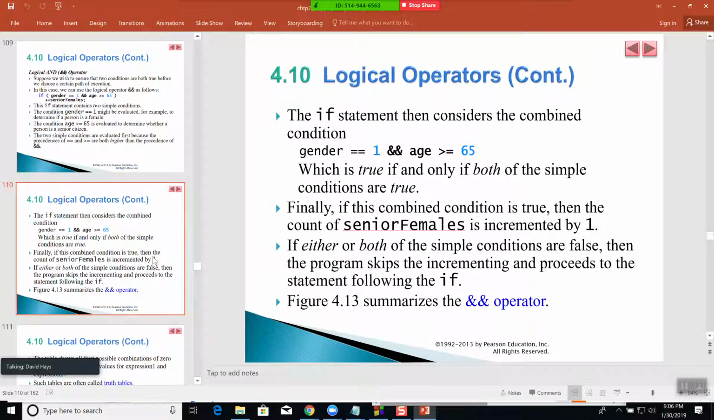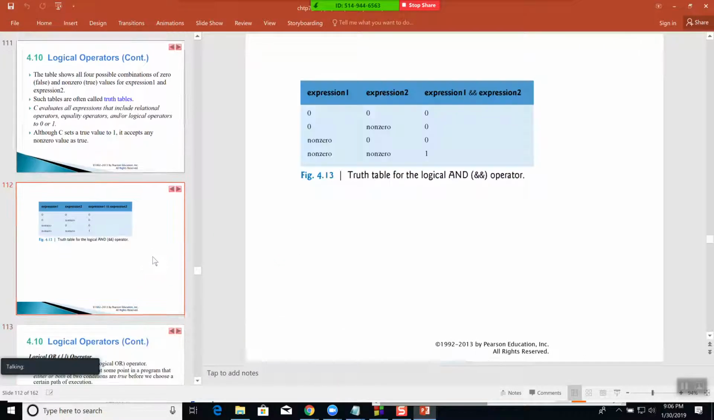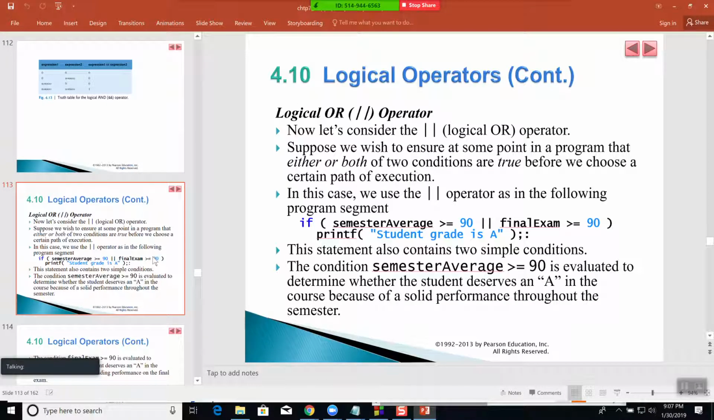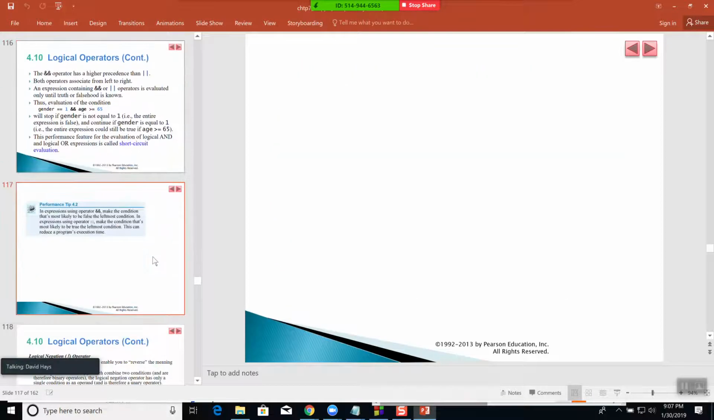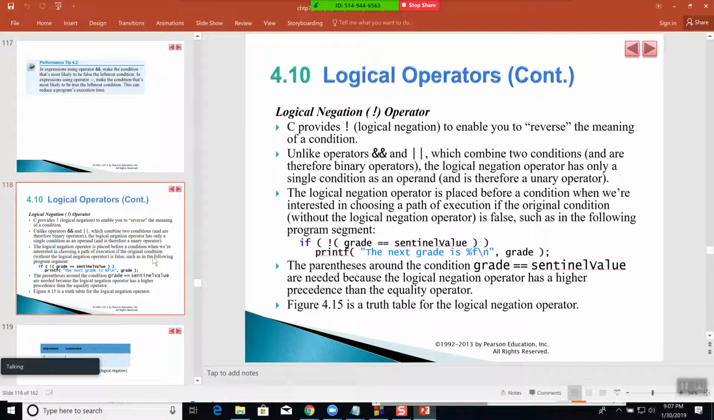There's talking more about logical operators. Truth table, if you have worked with those before. Logical operators. Performance tips. In expressions, use an operator to answer symbols, make the condition that's most likely to be false the leftmost condition. Okay.